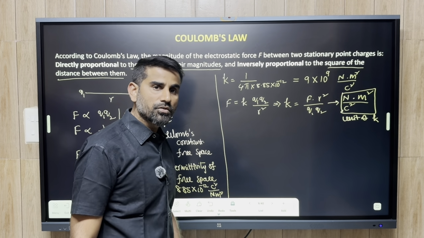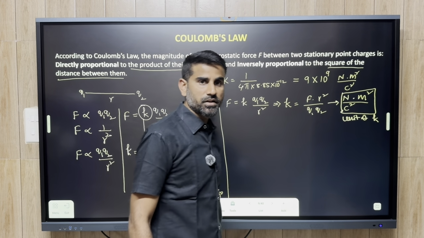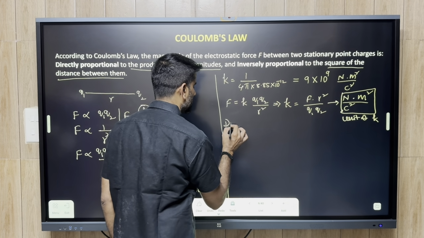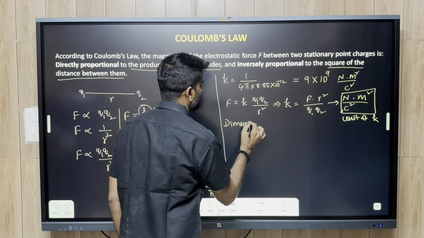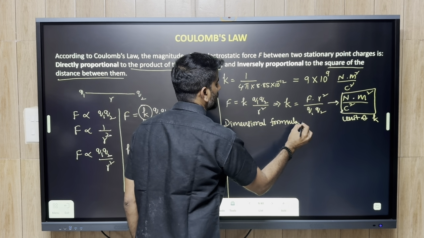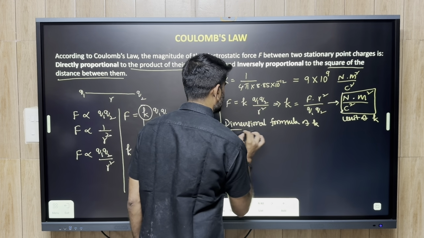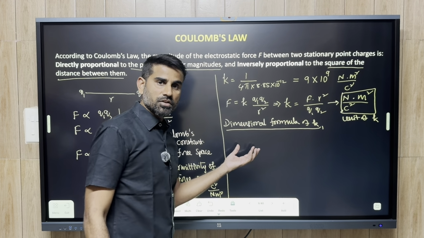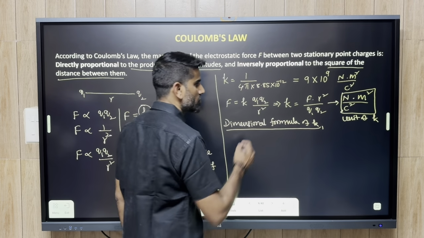If I want to define the dimensional formula for this Coulomb's constant, I am writing here the dimensional formula of Coulomb's constant K. I can derive this dimensional formula simply by using the unit as well.